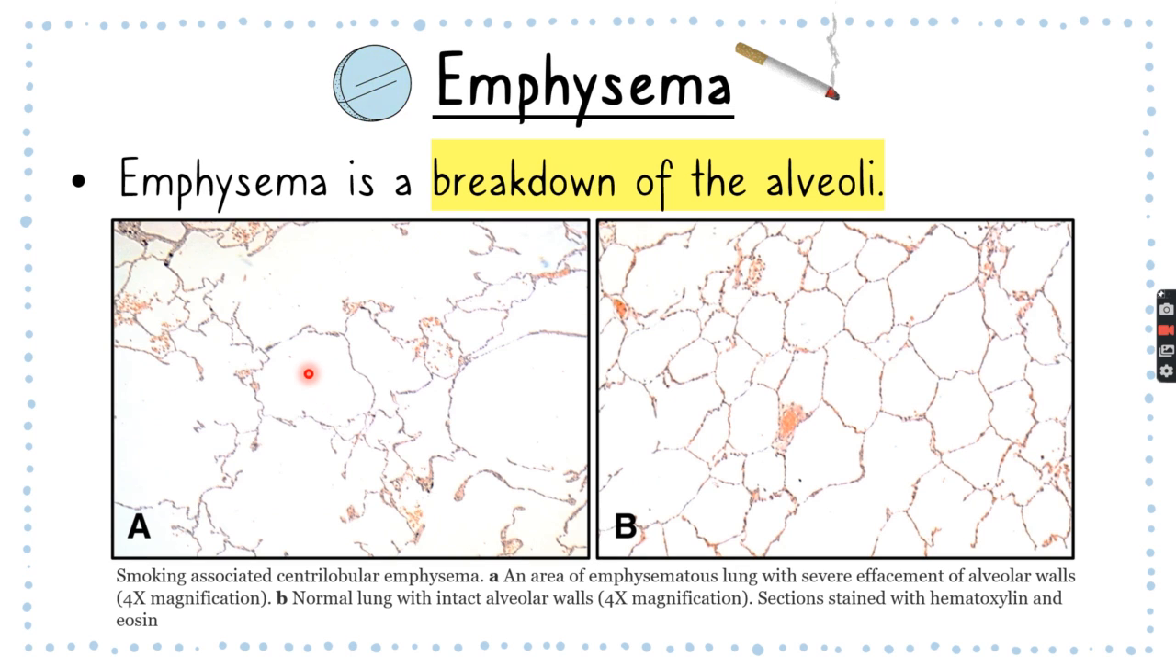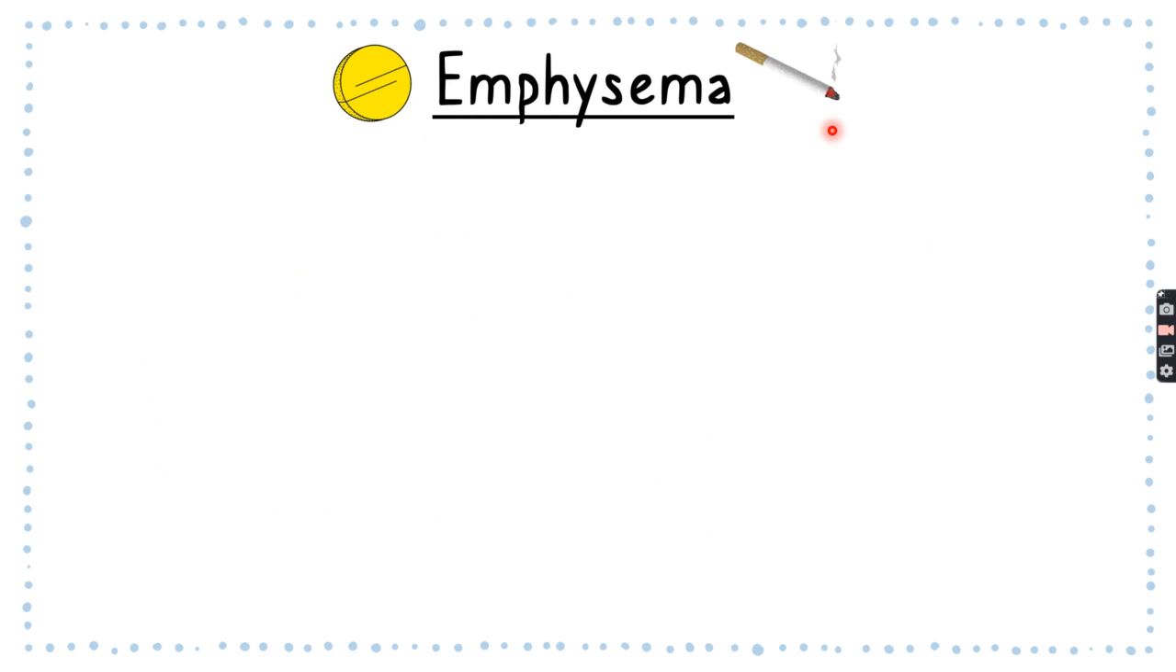Here in A, the walls have pretty much broken down. We can't even differentiate the alveoli anymore. We have one here, I guess, but the others have already broken down. And that is the proof that the person has emphysema.